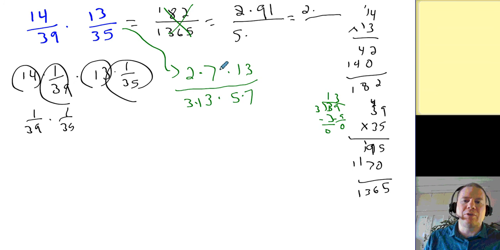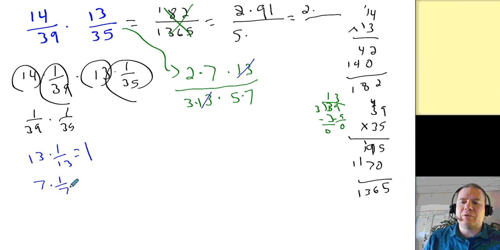2 times 7 times 13 times 1/3 times 1/13 times 1/5 times 1/7. I'm not going to write it out this way. It takes up a lot of space and people get intimidated. But I really have 8 factors here. Well, 13 times its reciprocal is 1. 13 thirteenths is 1. Do you see the other one there? 7 sevenths is 1.